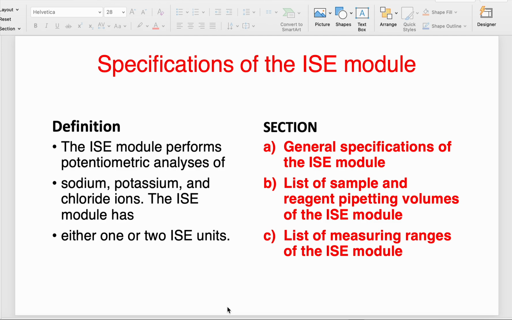Hello again. We continue to the specification of the ISE model. The ISE model performs potentiometric analysis of sodium, potassium, and chloride, and is either one or two ISE units. In this section I will talk about the general specification of the ISE model, the list of sample and reagent volumes of the ISE model, and the list of measuring ranges of the ISE model.